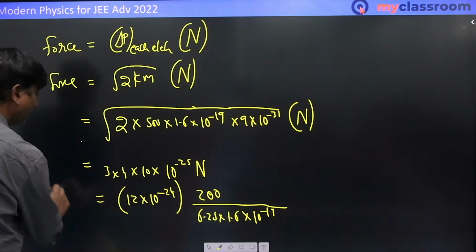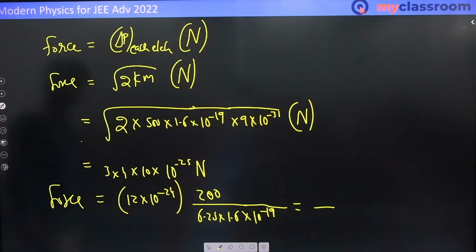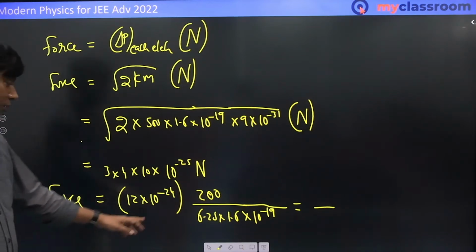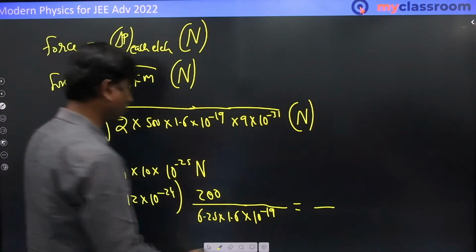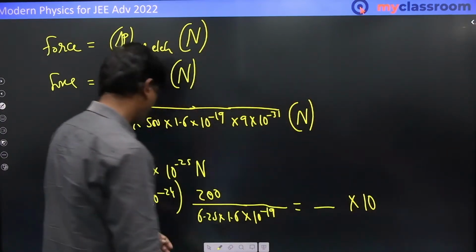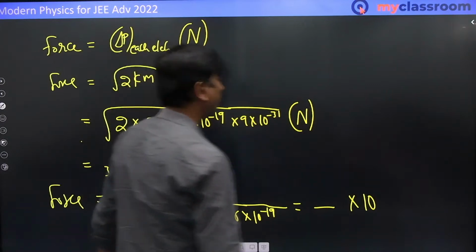So this will be the only calculation, right? Approximately how much? 4 is there, 25 is there. All calculations, please try to make it. And 10 raised to 19, 1 plus 24, 10 raised to minus 24, and here it will come as 21.3.